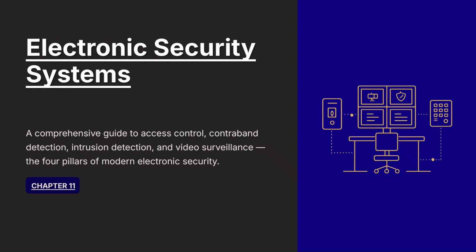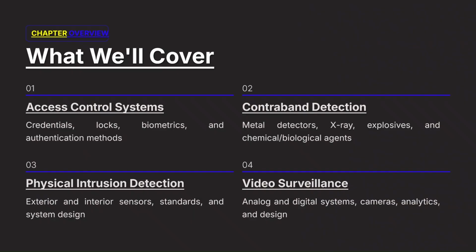Electronic security systems are a critical component of modern protection strategies. They include access control, contraband detection, intrusion detection, and video surveillance, the four major pillars of electronic security. These systems work together to monitor, control, and respond to threats in real time, significantly improving the effectiveness of physical security programs. In this chapter, we will cover key areas essential for understanding electronic security systems.